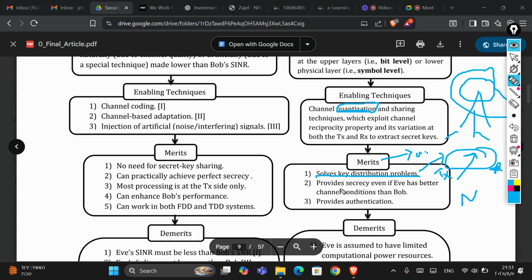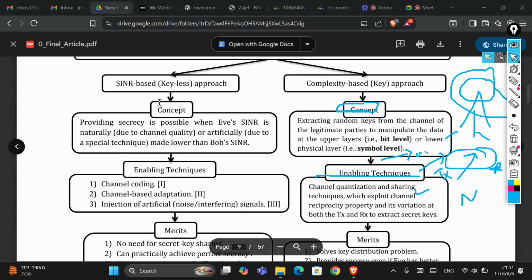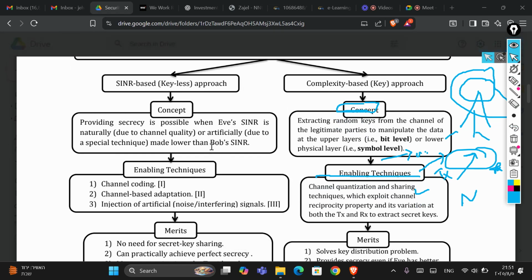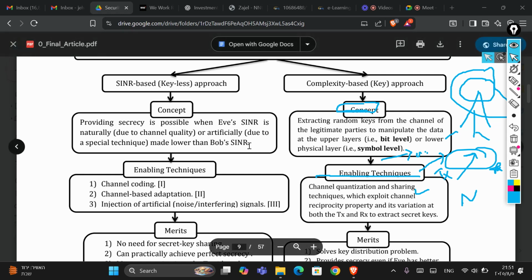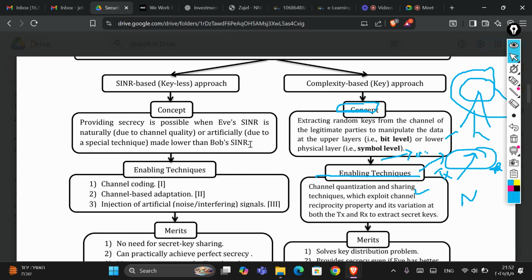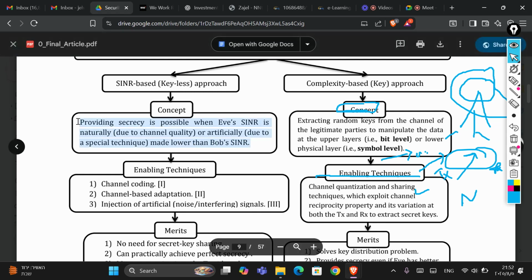What about the second point? It provides secrecy even if Eve has better channel conditions than Bob. That's very important. You remember when we talked about the techniques related to the SINR-based keyless approach, what did we say? The first requirement: providing secrecy is possible when Eve's SINR is lower than Bob's SINR, naturally due to the channel quality or artificially due to a special technique. This is a prerequisite, a condition. Without it, we cannot even have security or provide secrecy.